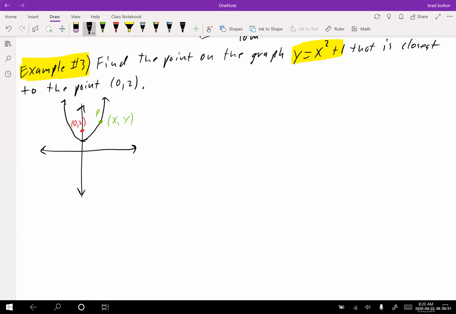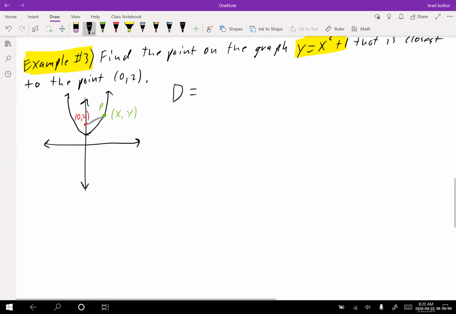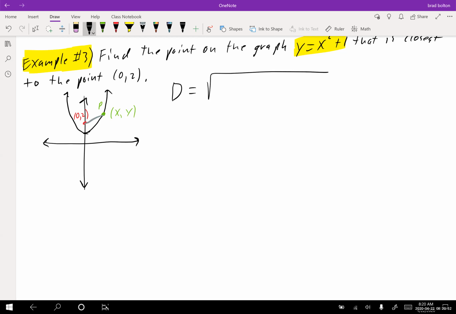Now, we drew our picture, and what we're trying to find is for this distance from here to be a minimum. So that should tell you right there what we're trying to minimize. We are trying to minimize distance, okay? So I'm going to write the distance formula. Hopefully you all remember the distance formula is equal to the square root of x2 minus x1 squared plus y2 minus y1 squared. And in reality, you could do x1 minus x2 squared and y1 minus y2 squared, because you're squaring it, it's going to work out fine.